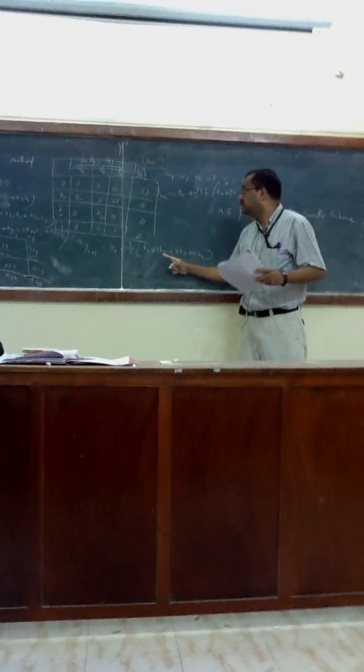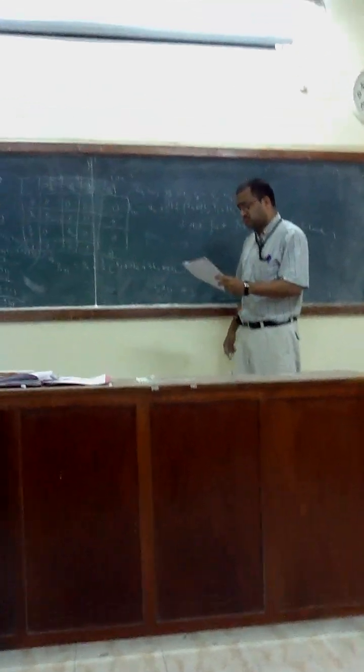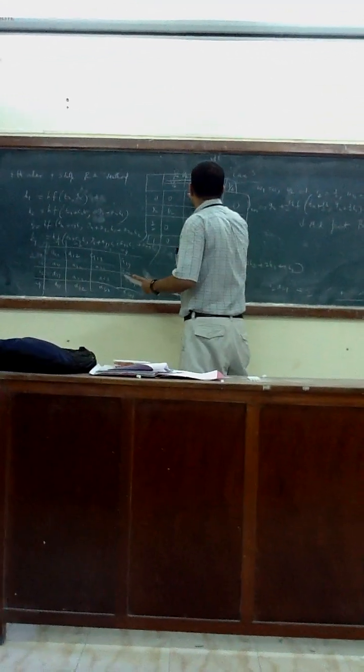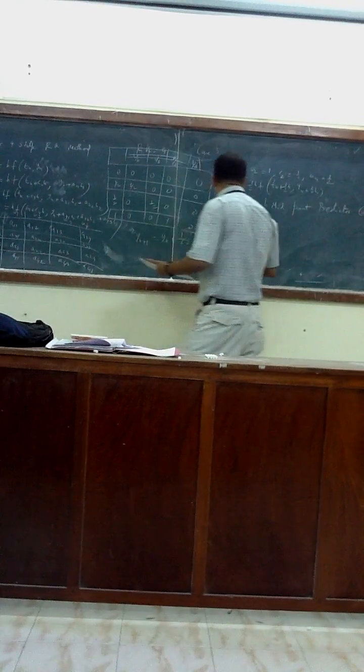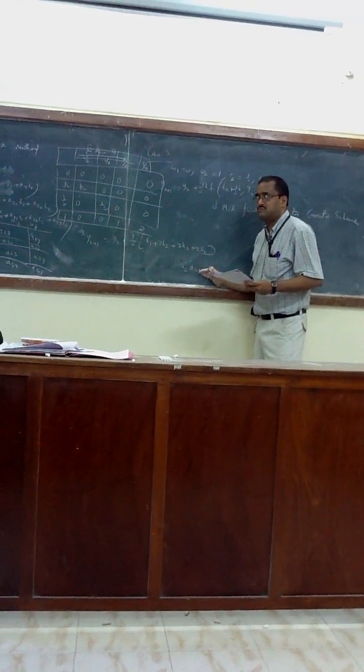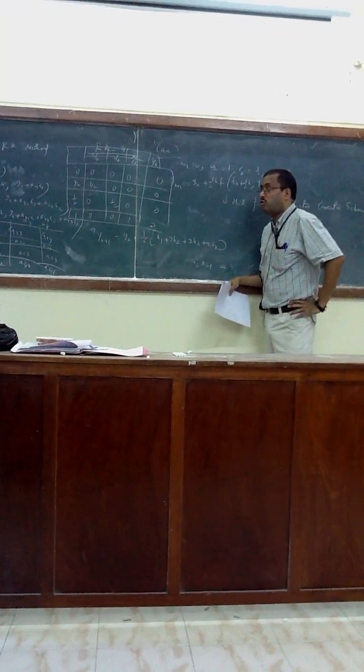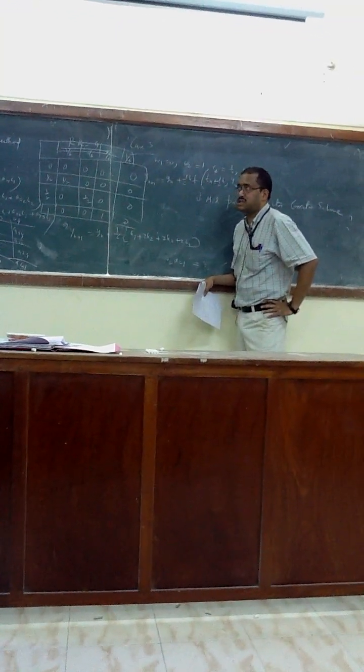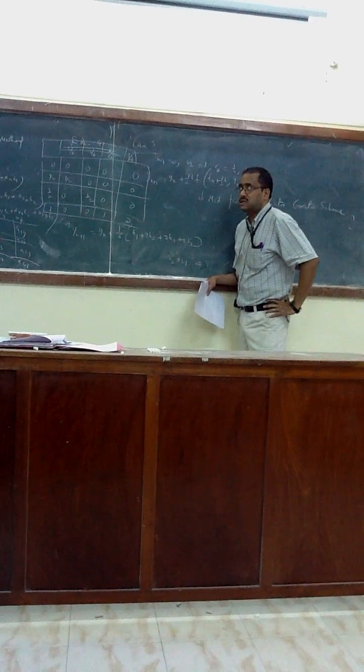What's the order of error for this? Four stage. Order of error is? Yes, h to the power 5. Order of error is h to the power 5. So I ask you to derive this formula based on our Taylor series approximation.